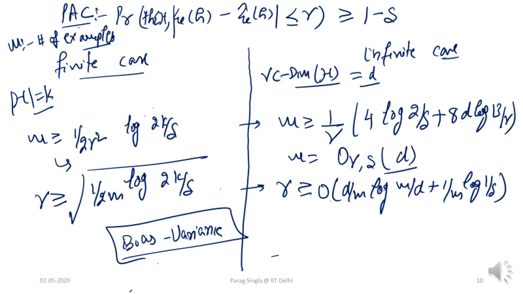In the case of VC dimension, the dependence is similar in nature: it's monotonic. As you increase the VC dimension, the number of examples needed to achieve a certain bound increases, but the dependence on VC dimension is linear, whereas in the finite case it was logarithmic in k. Both are monotonic: as k or d increases, the number of examples required to achieve a certain bound also increases.